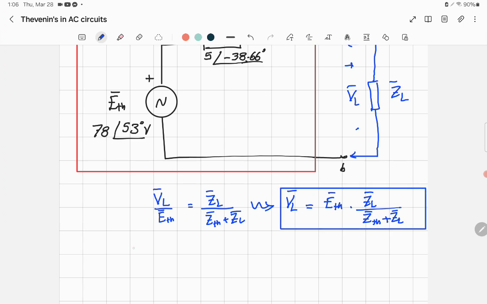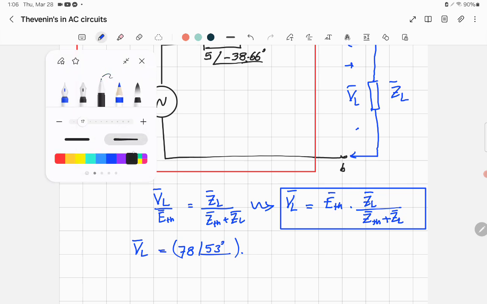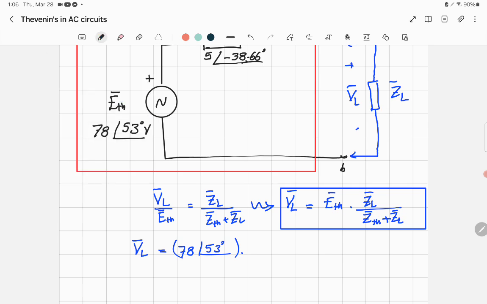In this particular example, VL will be equal to E Thevenin, which is 78 on angle 53, multiplied by ZL. ZL is not given. Let's just give you a value here for ZL. Assume that ZL is equal to 2.1 plus J 7.1 ohm. Like you have resistance in series with an inductor.